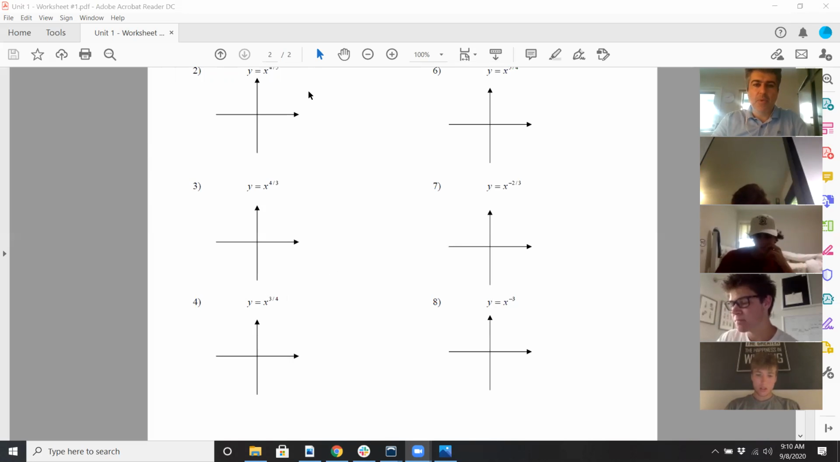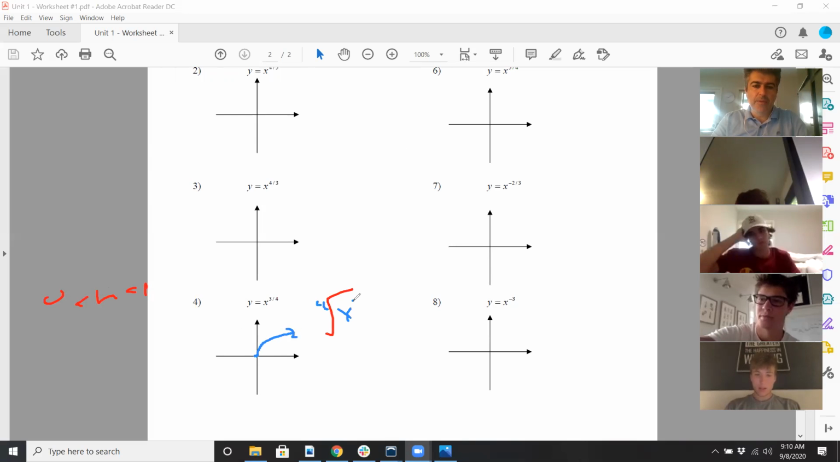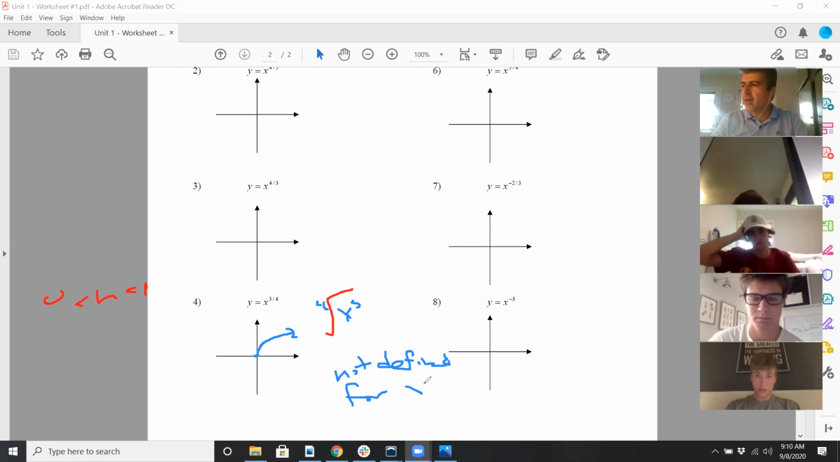For number 4, now in this case, you are even rooting. And by the way, n is between 0 and 1. So we expect the curve to look like this. I'll do this in blue. And you're doing the 4th root of x cubed. Well, it's not defined for negatives. We're clearly not defined for x less than 0. So forget about it. You just leave it as is. That's all you got. So don't touch it. Just draw the first quadrant and move on.